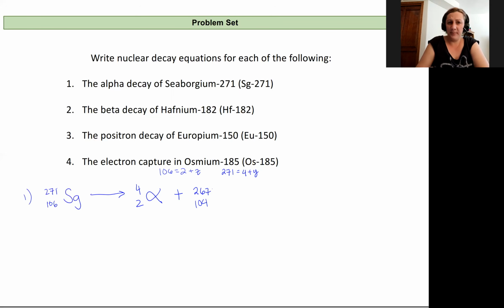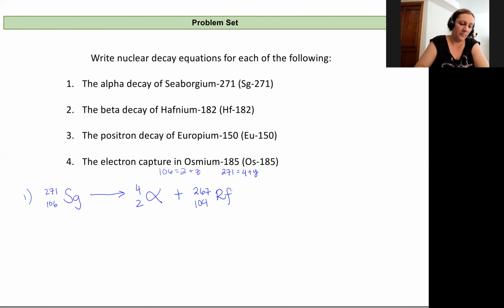And if I go to my periodic table and I try to find 104, I'll find Rutherfordium. I don't remember exactly how to pronounce it. So that's all that is for alpha decay. And I've got a nuclear decay equation. So let's do the next one.